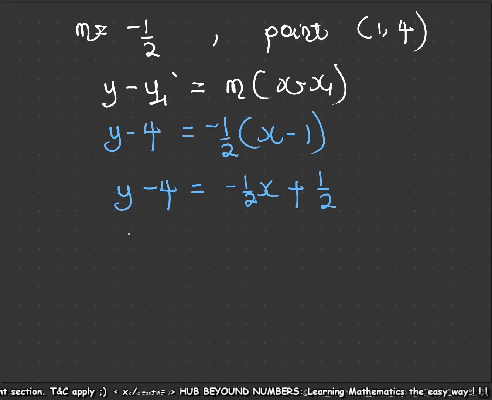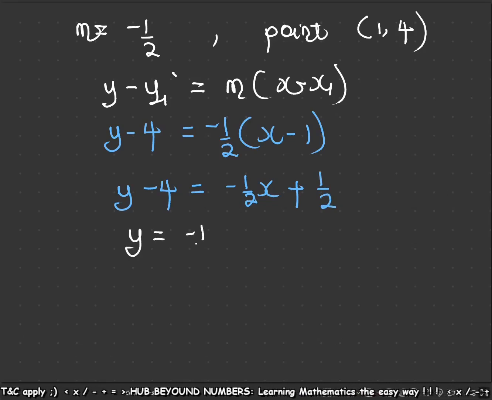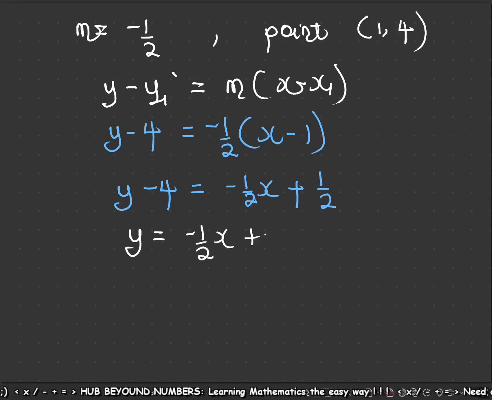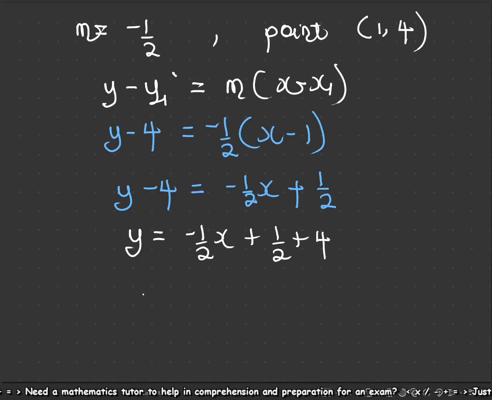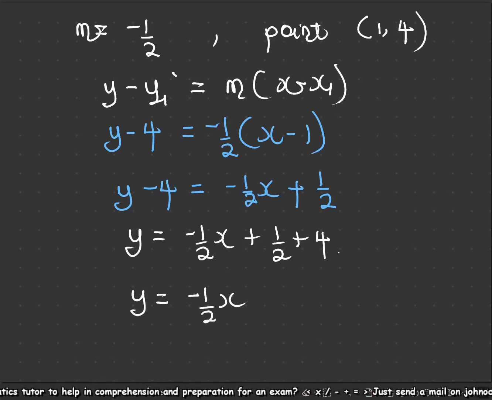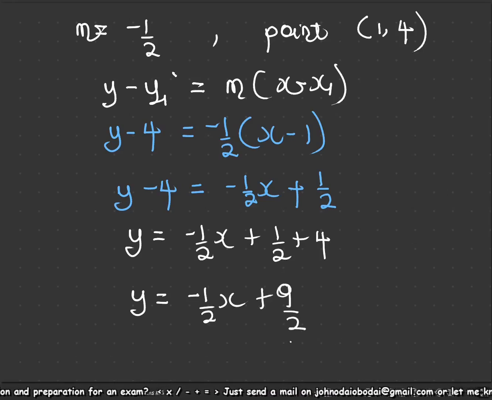Making y the subject, we have y being equal to -1 over 2x plus 1 over 2, then plus our 4. Simplifying further, you are then going to get y to be equal to -1 over 2x plus, half plus 4 gives us 4 whole number 1 over 2, which is equal to what? 9 over 2.